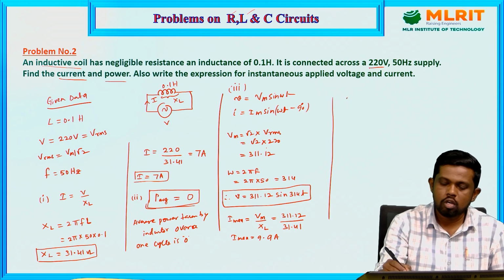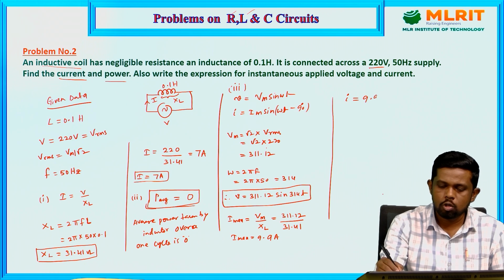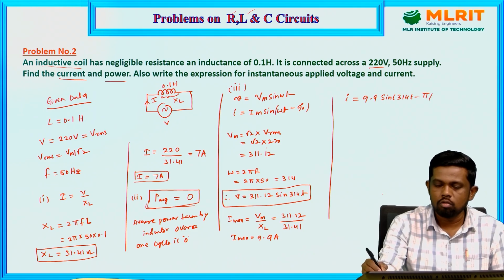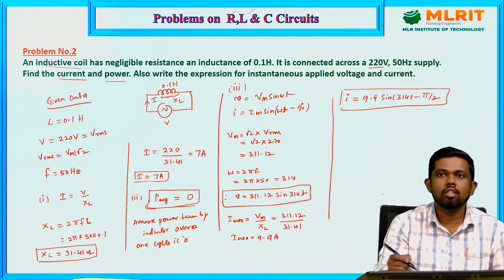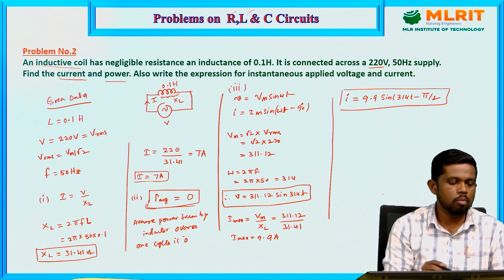Based on this, the instantaneous value of current I equals 9.9 into sine of 314t minus pi/2. So this is the instantaneous value of current. So this is the end of question number 2. They have asked about the current value.